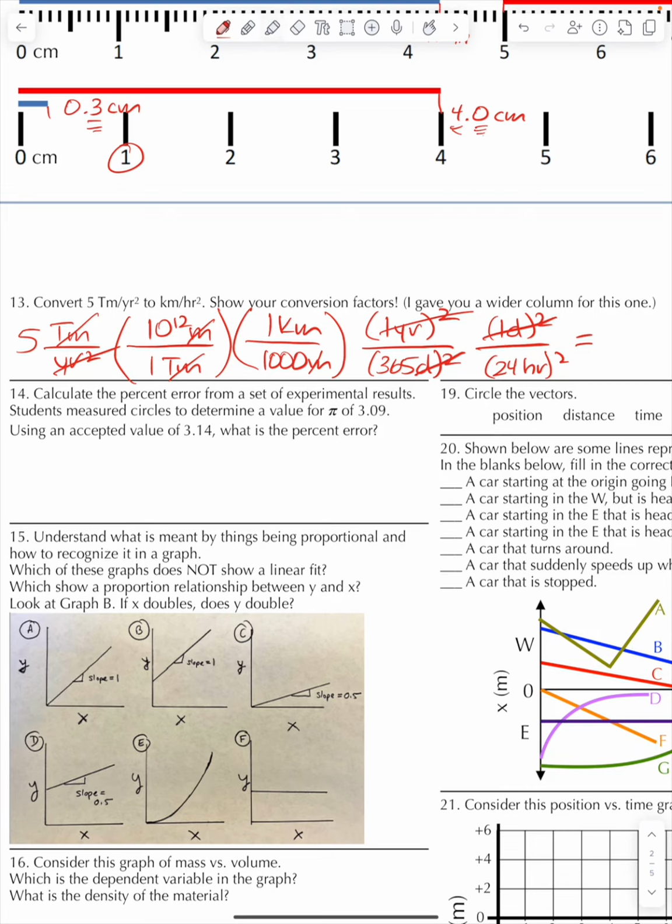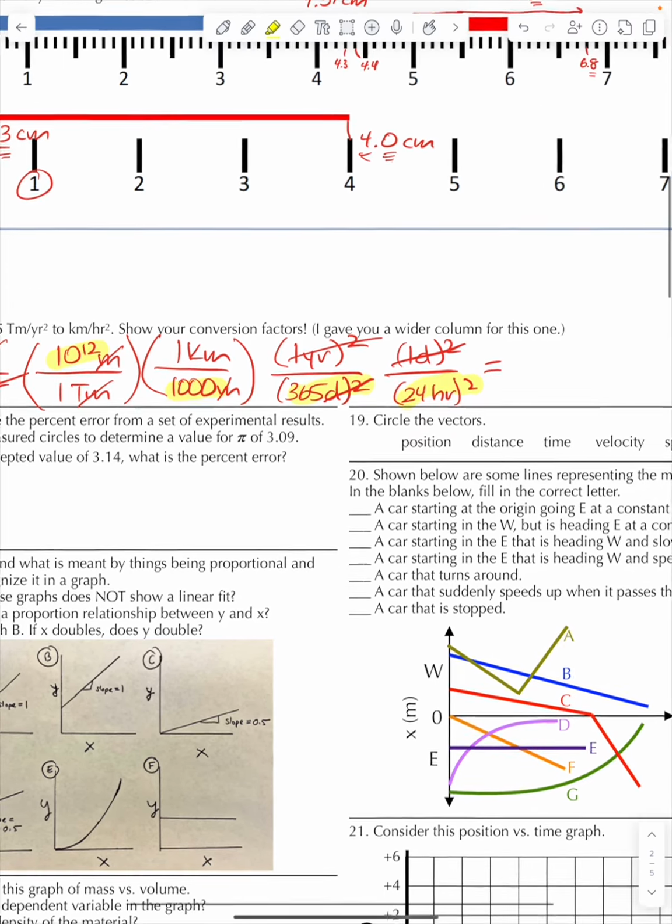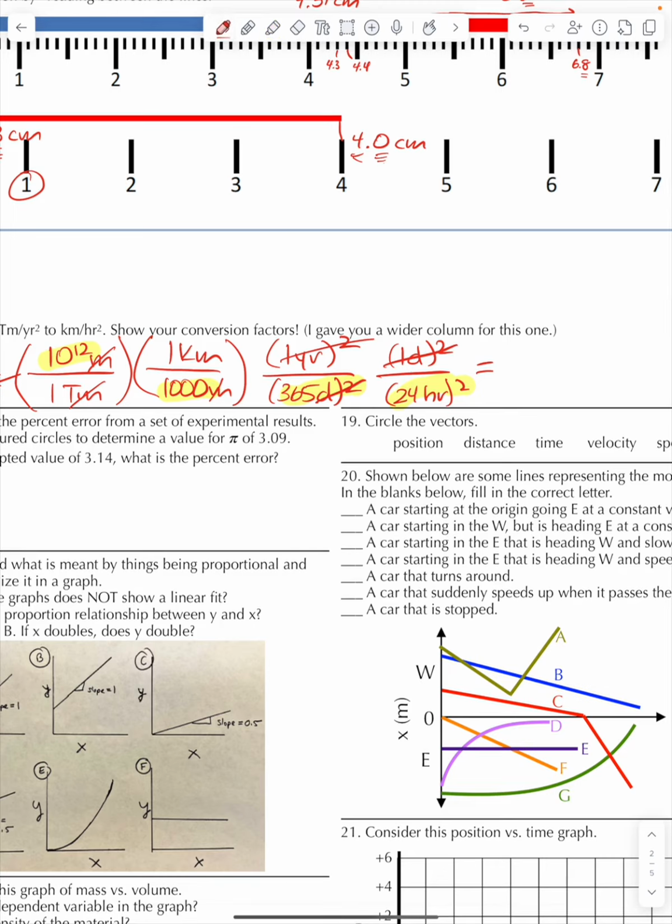So what you do on your calculator, this is often where people make a mistake, 5 times 10 to the 12th, and that's it for the numerator. Then say divided by, open parentheses, 1,000 times 365 squared. Even though I canceled out that squared, I shouldn't have done that. You need to square the 365 times 24 hours squared. Then go ahead and close your parentheses and hit enter. And what you get is, rounding off, 65.2 kilometers per hour squared. Some kind of acceleration there.